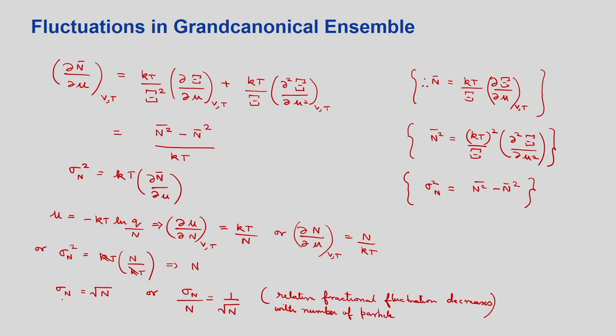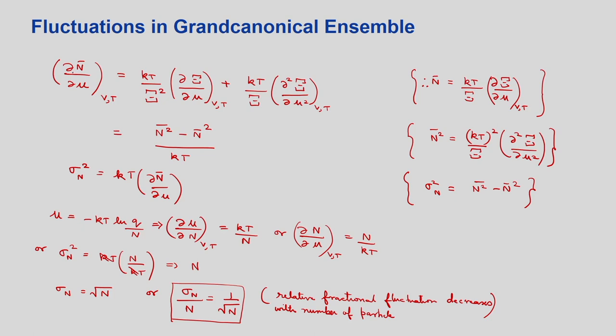And while the absolute deviation is directly related to the number of particles, the fractional fluctuation will decrease with the number of particles. So, these are the two important outcomes we have got from this value of the number of particles. So, what we have done is we found out the expression for n bar and n square bar.